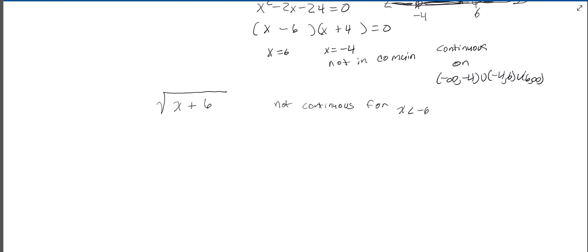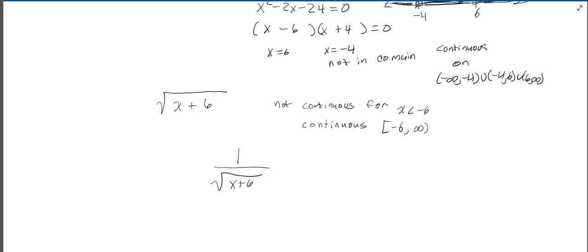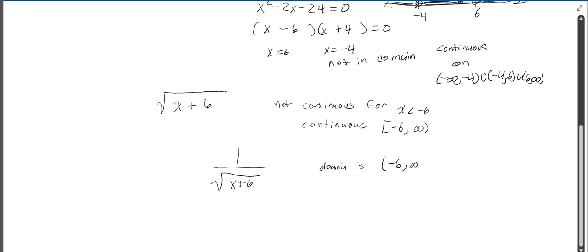Again, I find it odd that you would include the endpoint, but your textbook does. So it's continuous on negative 6 to infinity. Now, what if I had 1 over the square root of x plus 6? Now I cannot include negative 6, because negative 6 would make the denominator equal to 0. And so our domain, which is also where it's continuous, is negative 6 to infinity, not including negative 6.